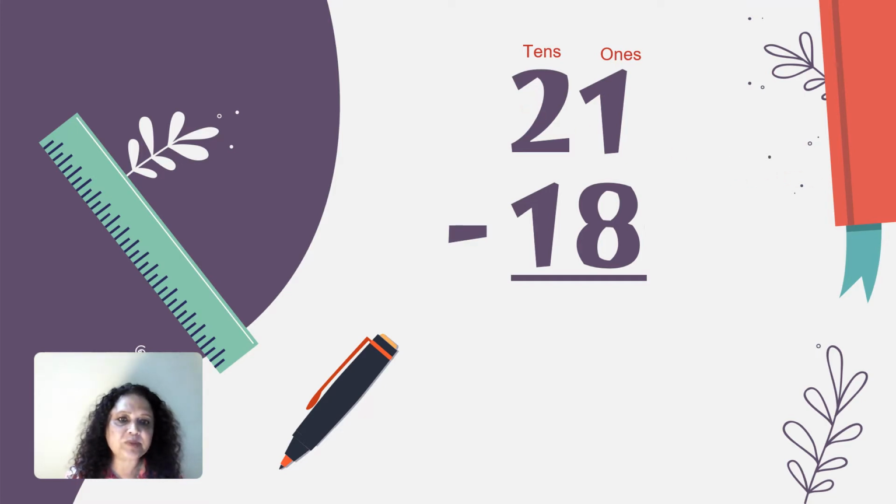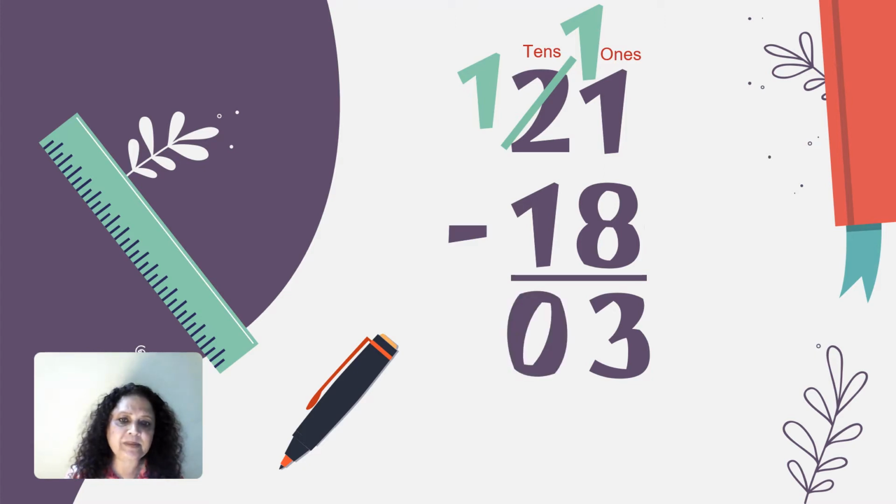Now let's do the sum, children. We have to borrow 1/10. This becomes 11. 10 plus 1 gives us 11. And we are left with 1 over here. So 11 minus 8 is 3. 1 minus 1 is 0. So 21 minus 18 is 3.